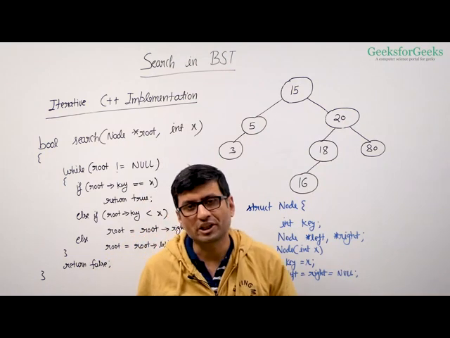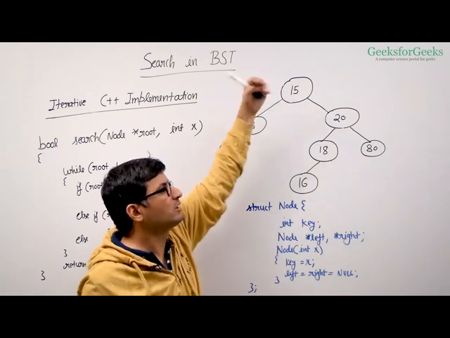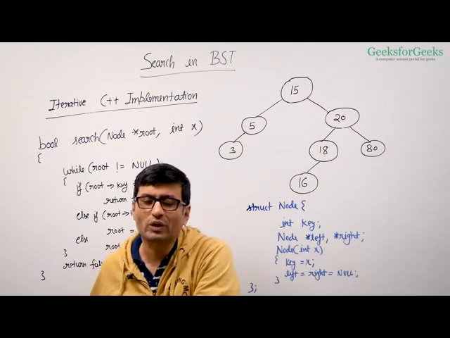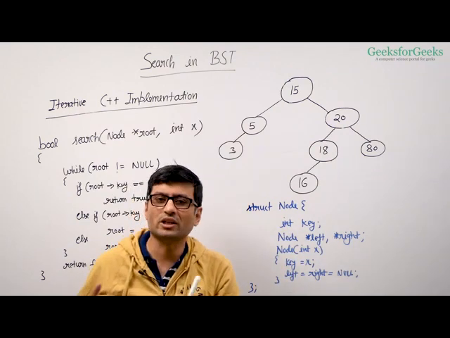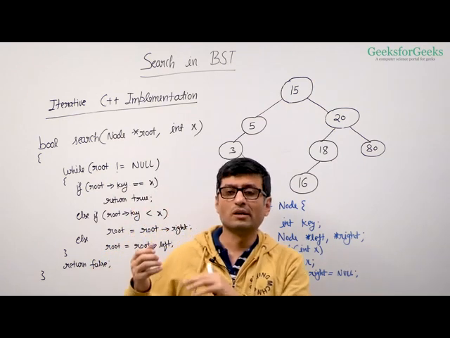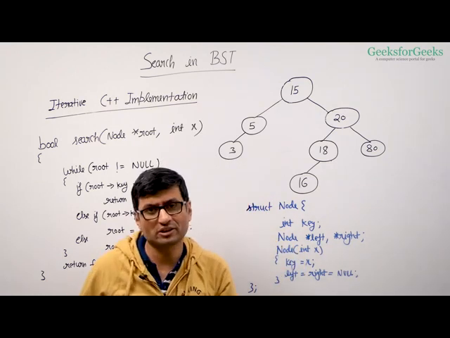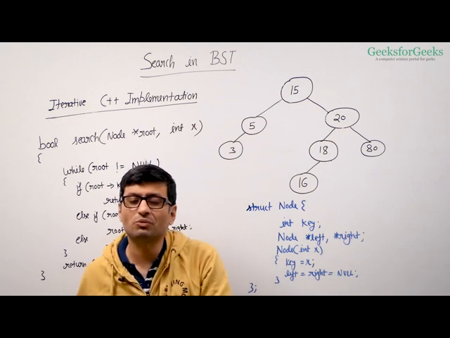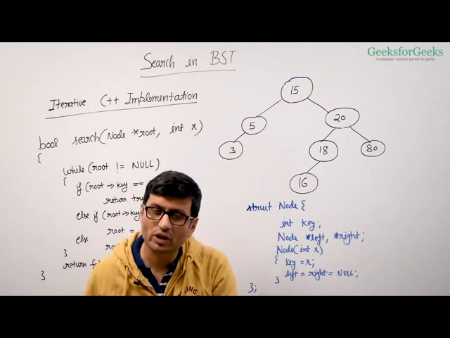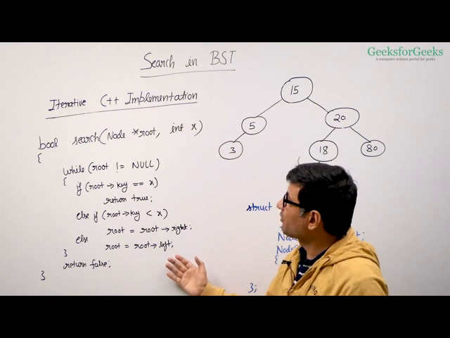In iterative implementation, we take a pointer, we begin this pointer as root, we compare root's key with the searched value x. If they match, we return true. Otherwise, we change this root pointer to root arrow left or root arrow right according to the comparison result. If the searched value x is greater than root, then we do root equal to root arrow right. If it is smaller, then we do root equal to root arrow left. So this is the iterative code here.